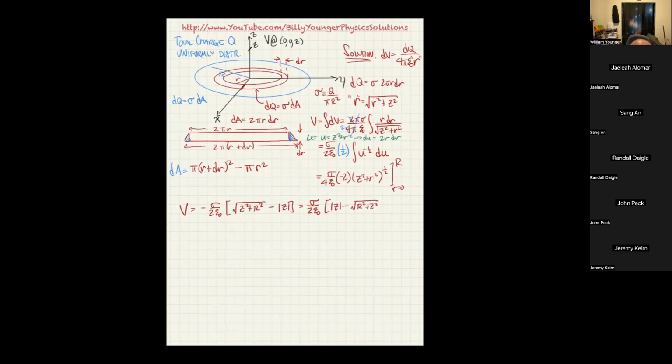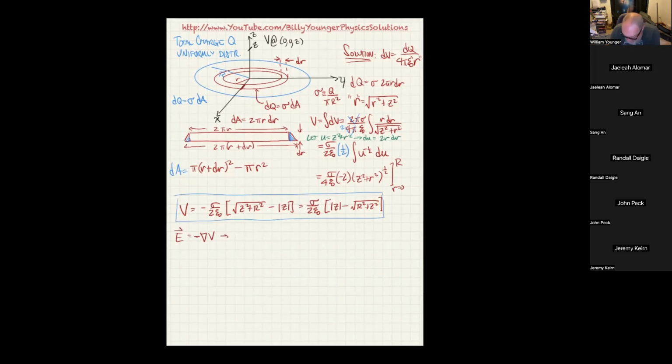Now the z is really the variable that matters, so I went ahead and put it back in the last term. And that's what the voltage is. Anybody have any questions about that? Okay. So now we can go ahead and use E equals negative gradient of V to compute the electric field.